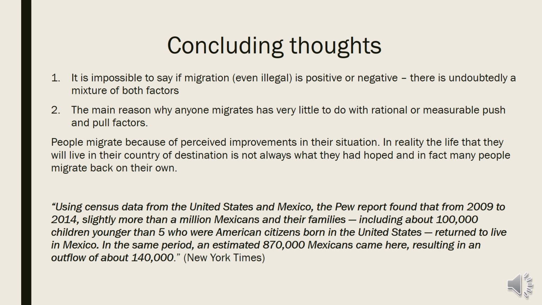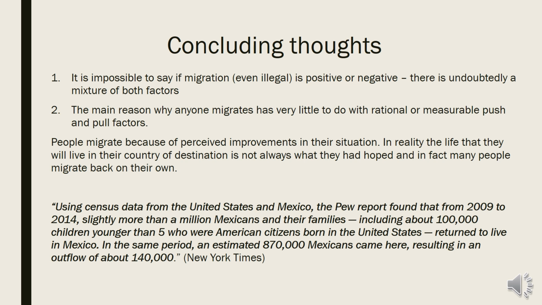Here are some of my concluding thoughts on migration. Number 1. It is impossible to say if migration, even illegal migration, is positive or negative. There is undoubtedly a mixture of both factors. Number 2. The main reason why anybody migrates has very little to do with rational or measurable push and pull factors. Most people migrate because of perceived improvements in their situation.